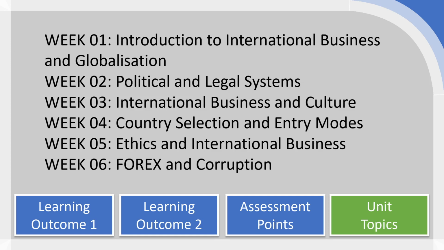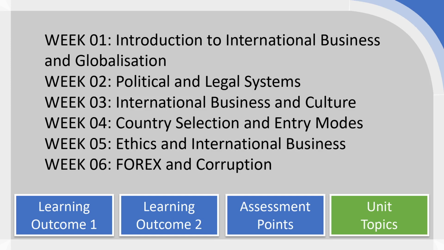Looking at country selection and entry modes, so exactly how organizations select new countries to expand into, as well as how they enter those particular markets. That's going to be of particular importance to your second assessment. Then also looking at forex and corruption, which is coupled with our look at ethics.